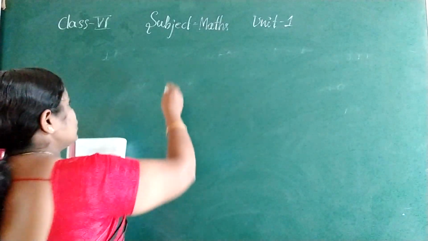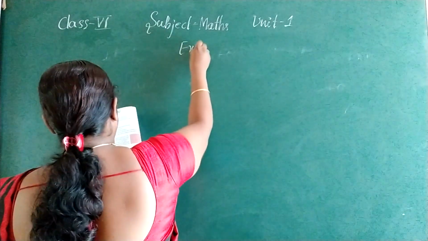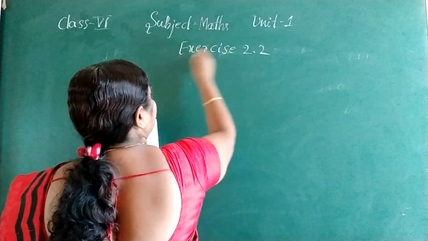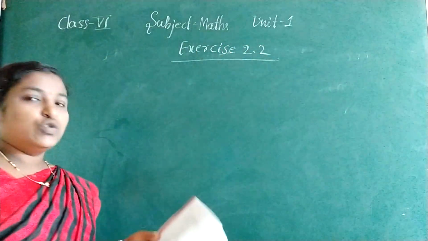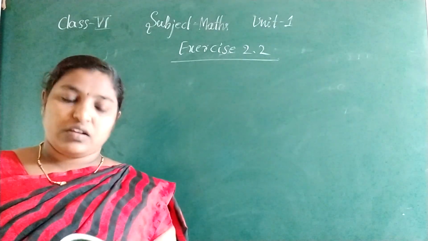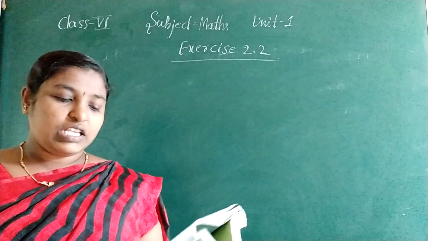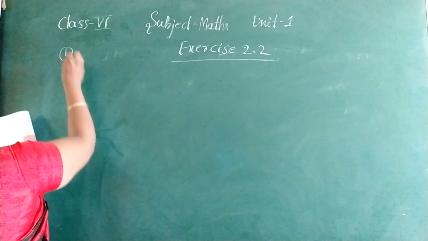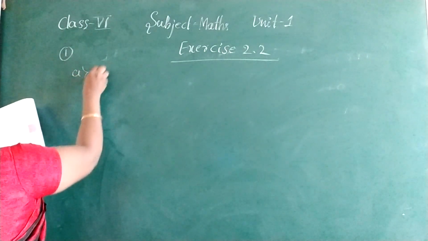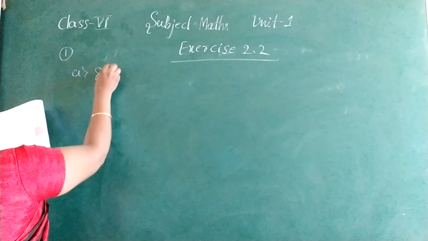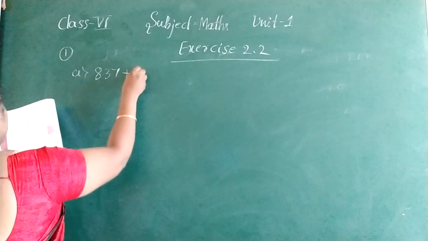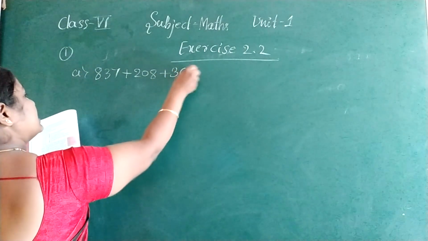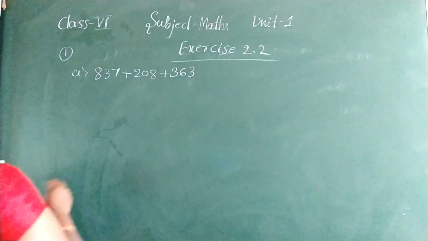Next, exercise 2.2. Shall we start solving on the board? Find the sum by suitable rearrangement. First one, A: 837 plus 208 plus 363. There are three numbers.